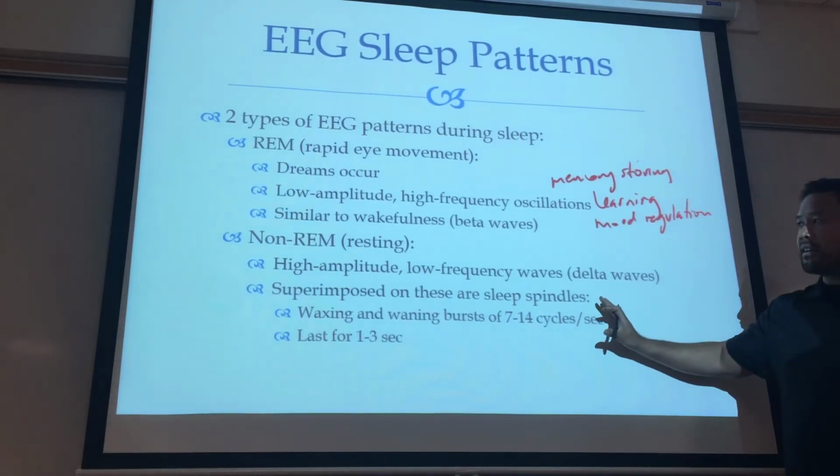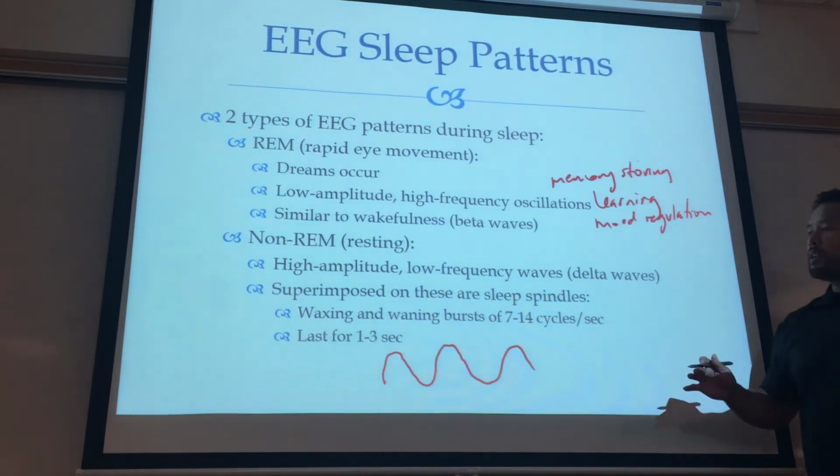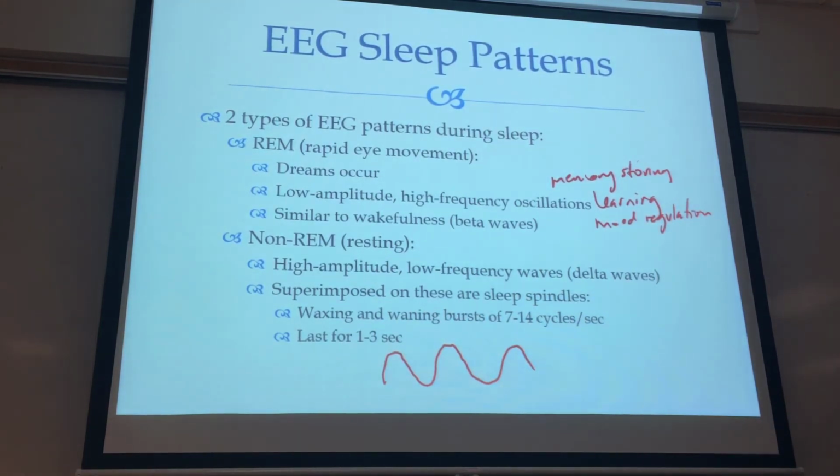Non-REM sleep, on the other hand, is very high amplitude. So again, these types of waves, high amplitude, low frequency waves. Again, these are more your theta waves. These are the deep sleep waves. And typically when you look at these, you'll see these long delta waves. And what you'll also find amongst these delta waves are what are called sleep spindles. And so these sleep spindles are these little bursts of high frequency amplitude.